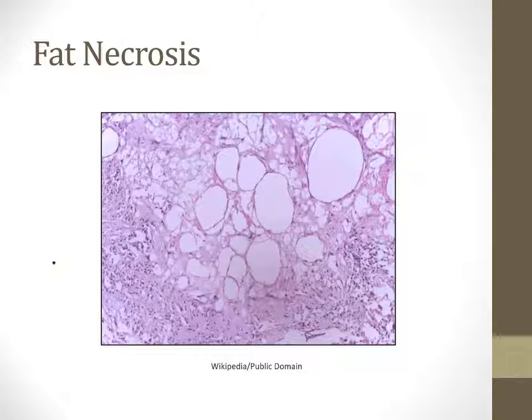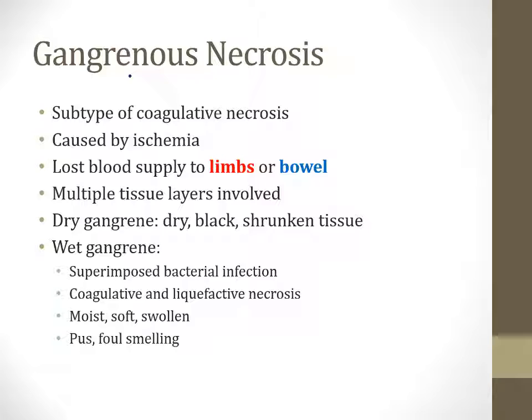And this is a picture of fat necrosis of the breast, very easy to recognize under the microscope because of the big lobules of fat. Gangrenous necrosis is a subtype of coagulative necrosis, but it gets its own name because there's a characteristic way that tissues look when they undergo this type of coagulative necrosis.